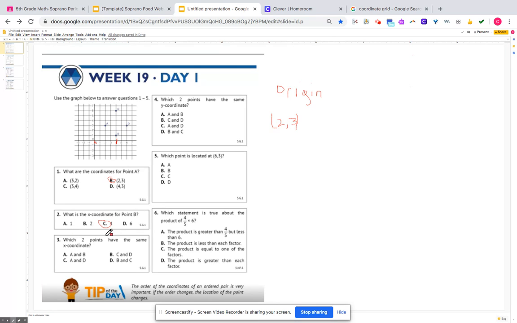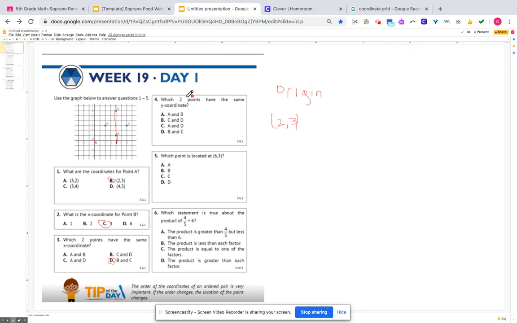Number 3, which 2 points have the same x coordinate? So if we're looking for an x coordinate, we're looking here. Remember, that moves away from the y-axis. And we could see that both B and D lie an equal distance away from the y-axis. So they both have the same x coordinate. So that would be points B and D.